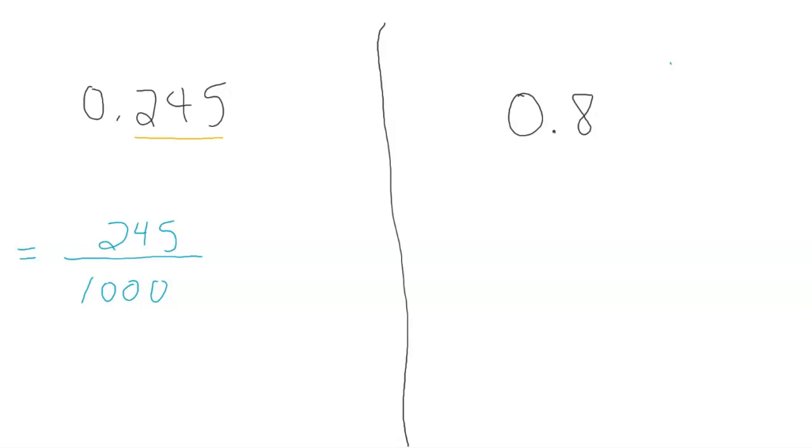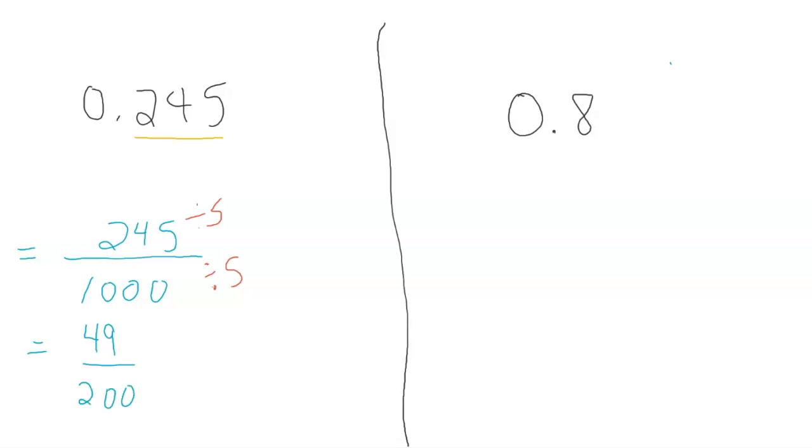Now I'm noticing that both my numerator and my denominator end in a multiple of 5. So I'm going to try dividing both of these by 5 just to see if that reduces it completely. And it may not reduce it completely, but I'm going to see where I get and then maybe reduce further if it's necessary. So 245 divided by 5 gives me 49. And then 1,000 divided by 5 gives me 200.